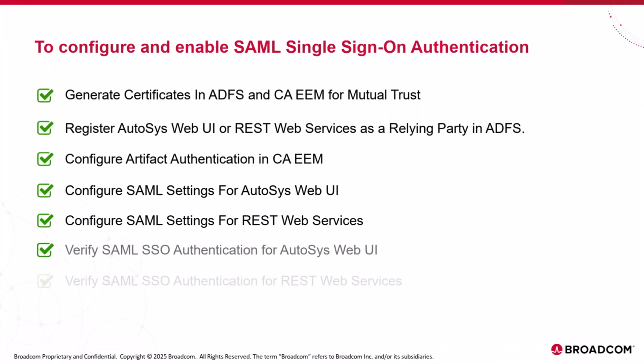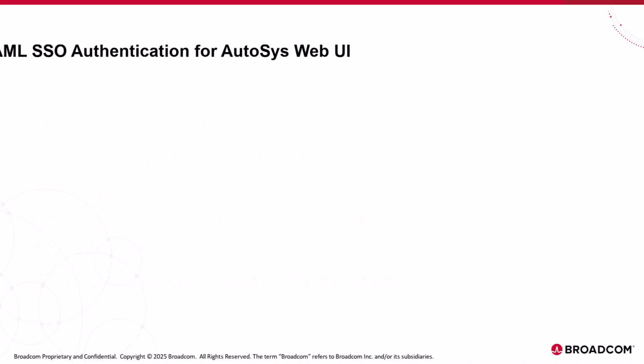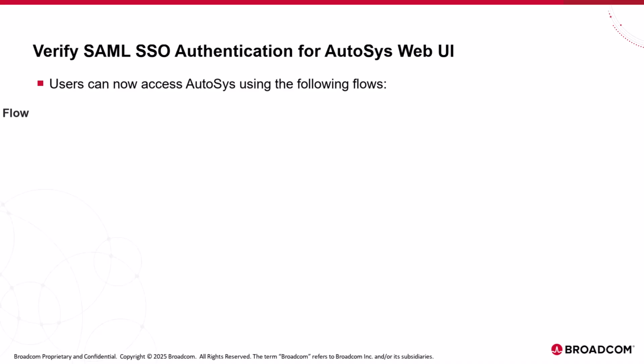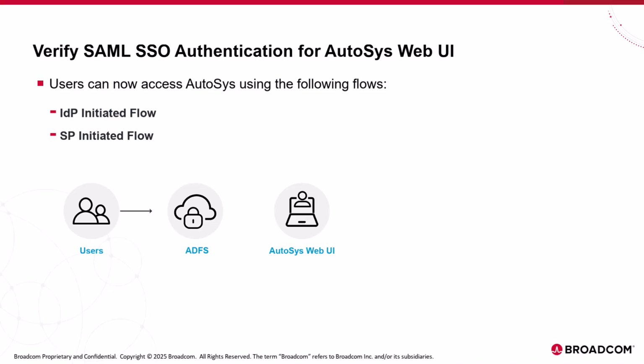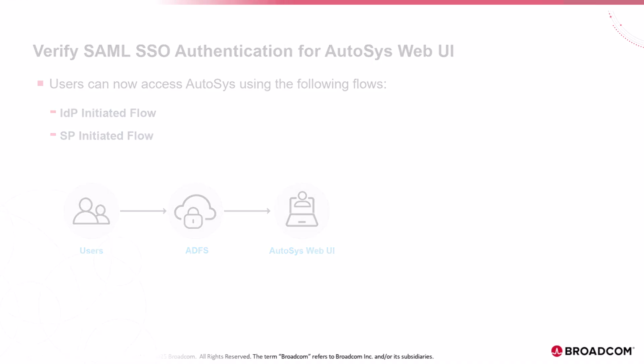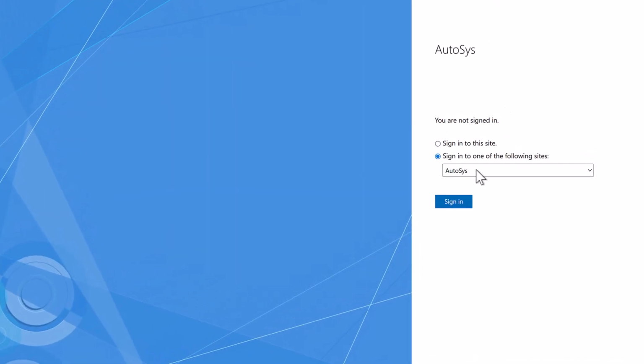Now let's verify SAML SSO authentication for AutoSys Web UI. Users can now access AutoSys using the following flows. In an IDP-initiated flow, users start their authentication at ADFS and are then redirected to AutoSys. Let's demonstrate the IDP-initiated single sign-on.